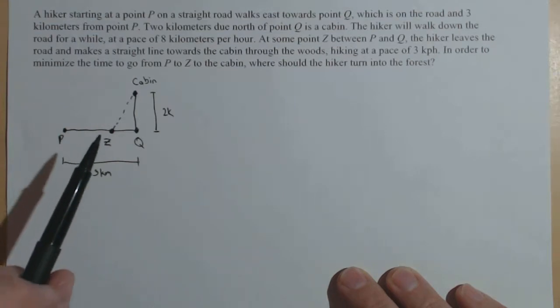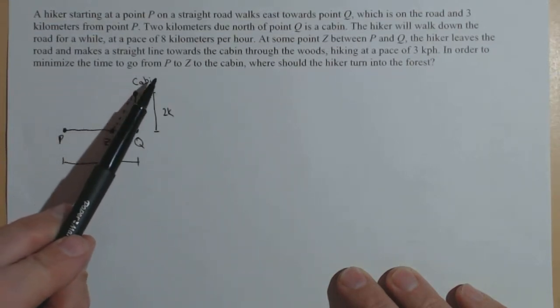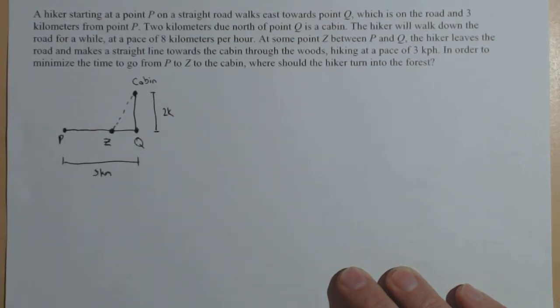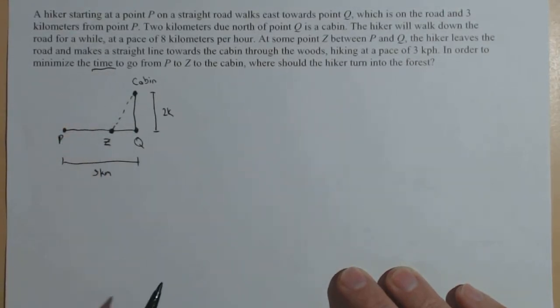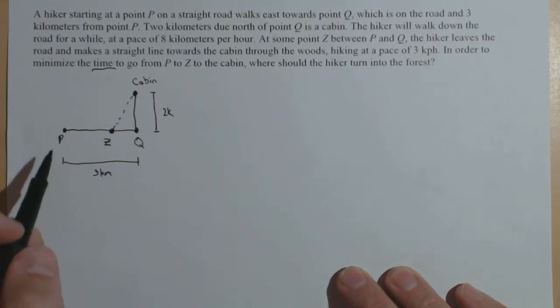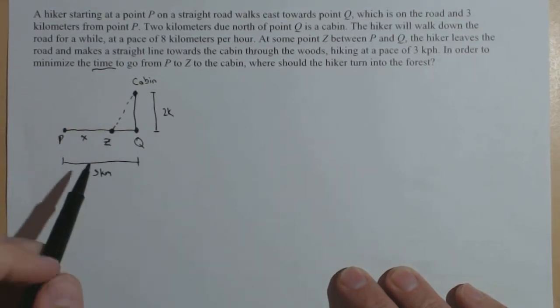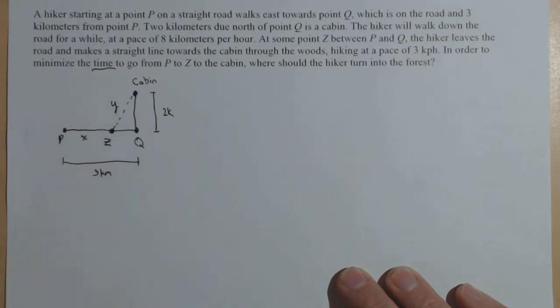Now what we need to think about is, first off, in order to minimize the time to go from P to Z to the cabin, where should the hiker turn into the forest? So what is it we're trying to minimize? We're trying to minimize the time. So we need to get a function of time. Well, there's quite a few things we don't know in this problem just yet. First off, I don't know the distance from P to Z, so I'm going to label that X. And I also don't know the distance from Z to the cabin, so I'm going to label that Y.